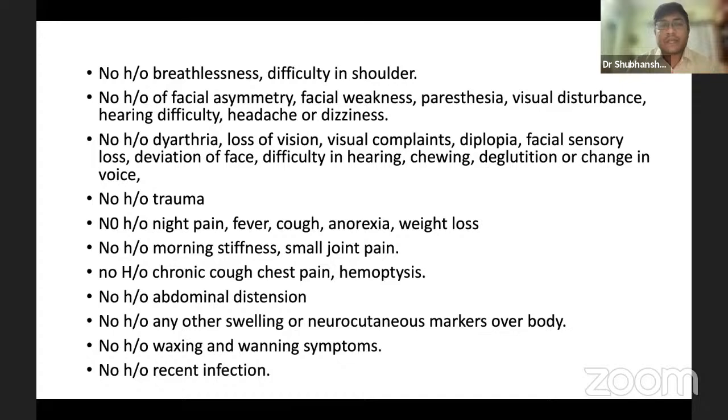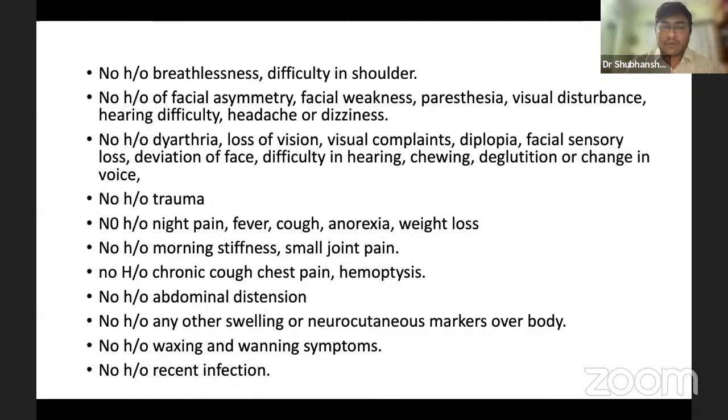There is no history of breathlessness or difficulty in shoulder shrugging. There is no history of facial asymmetry, facial weakness, paresthesia, visual disturbances, hearing difficulty, headache or dizziness. There is no history of dysarthria, loss of vision, visual complaints, diplopia, facial sensory loss, deviation of face, difficulty in hearing, chewing, deglutition or change in voice.